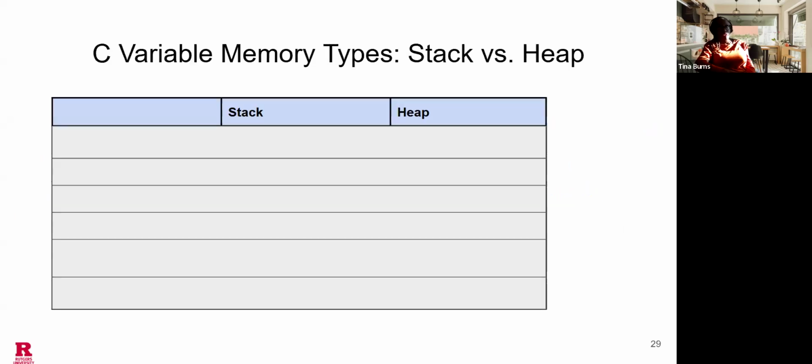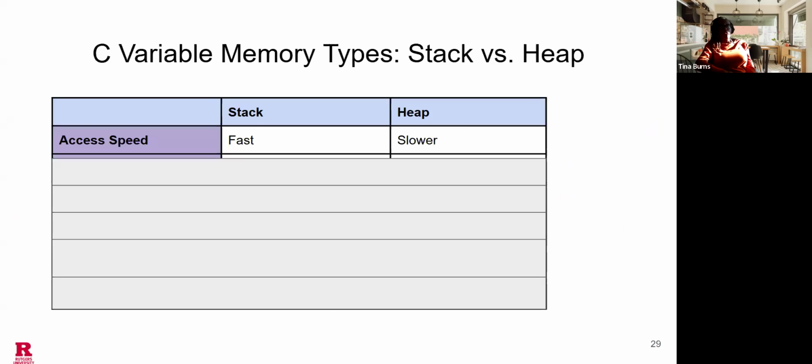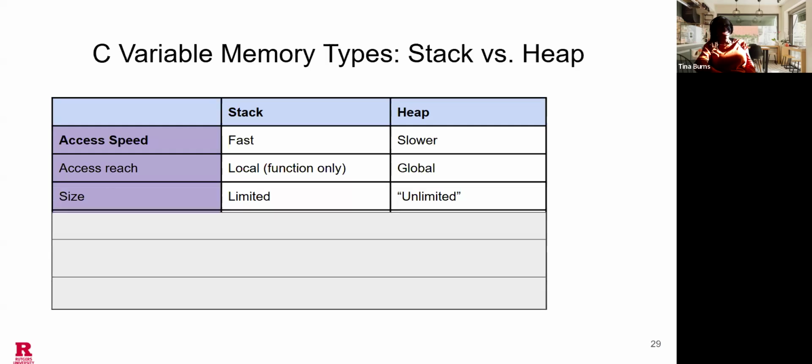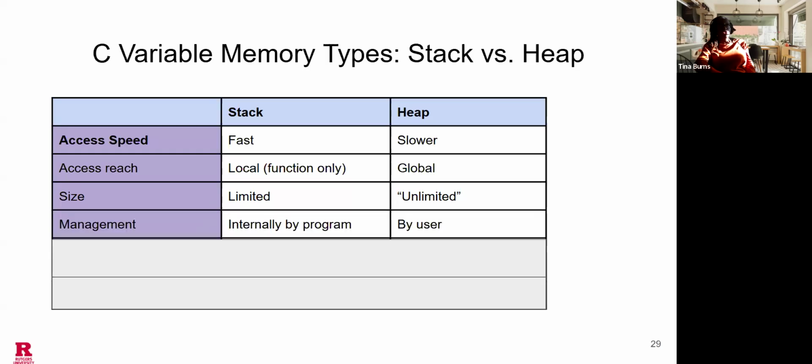So let's review stack versus heap. Your stack memory is going to be faster. When you access it, it's only for local functions, whereas the heap is going to be like global. It has a little bit slower access. The size is going to be limited for your stack and unlimited for your heap. The allocation and deallocation for the stack is managed by the program. For the heap, it's managed by you, the user.